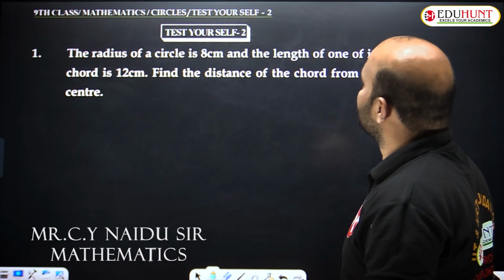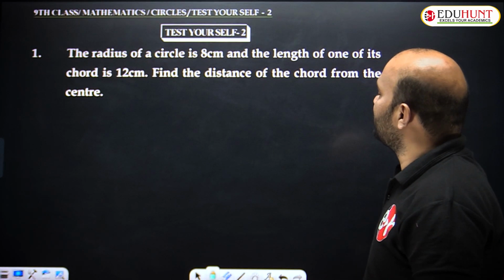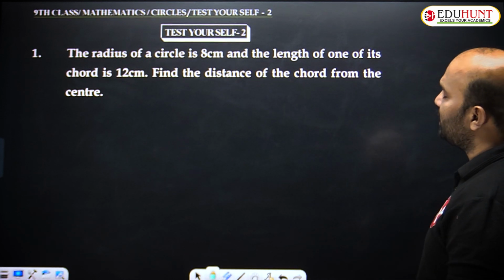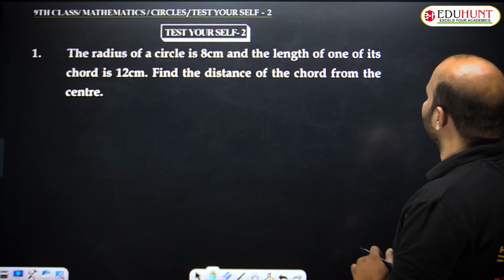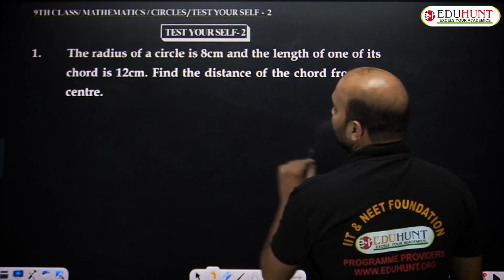So let's go to test yourself to have a look at question number 1. The radius of a circle is 8 centimeters and the length of one of its chords is 12 centimeters. Find the distance of the chord from the center. So clearly we need to understand in that question what I am given.